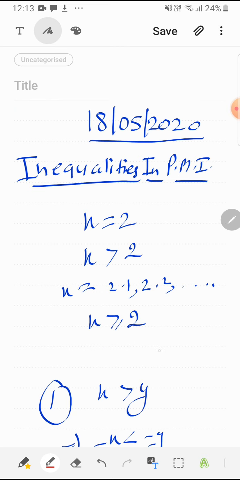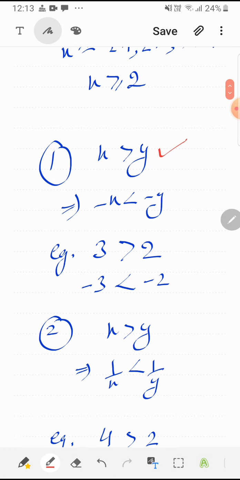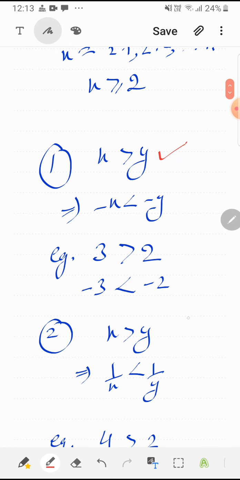Now let us discuss some points which one should remember while dealing with inequality. Suppose x is greater than y, and if I multiply both sides with a negative sign, the inequality will be reversed. How? See, when 3 is greater than 2, minus 3 is less than minus 2, because a numerically larger number is actually smaller when multiplied with a negative. So that is why the rule is that the inequality will be reversed.